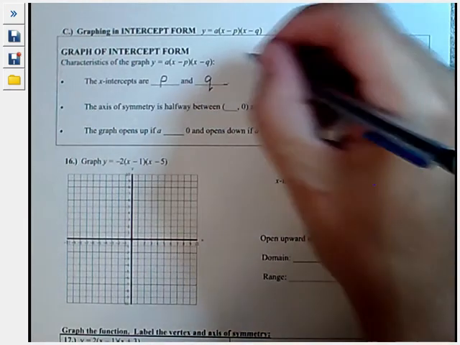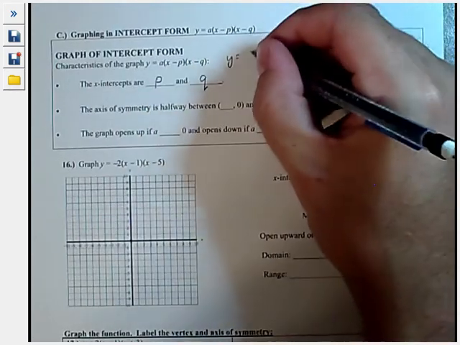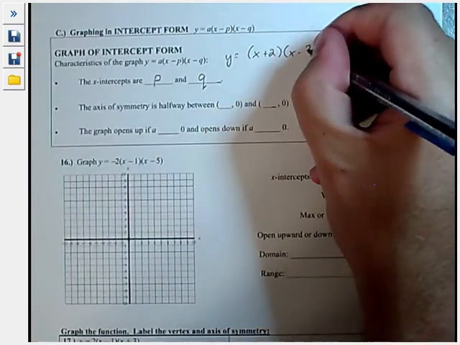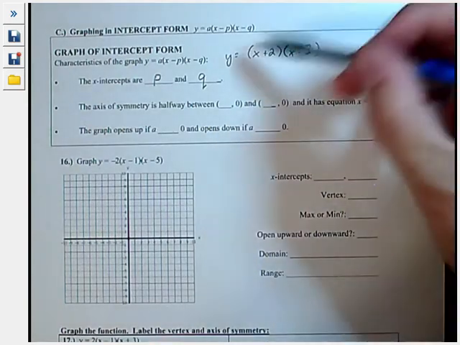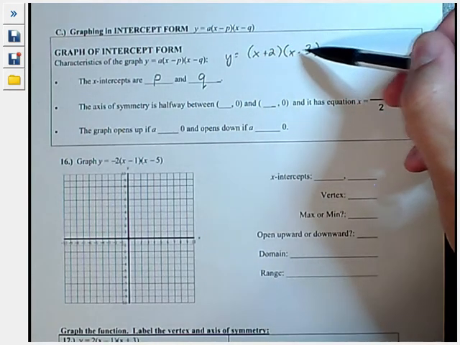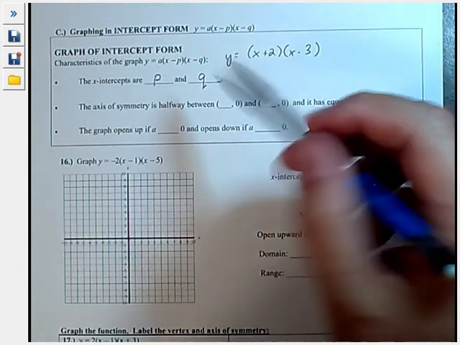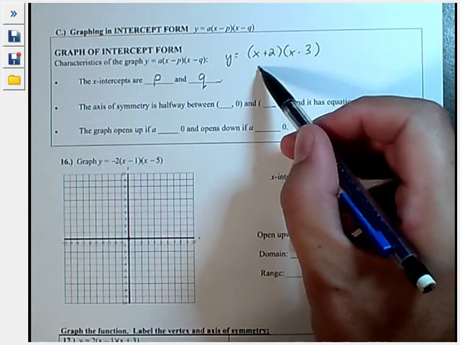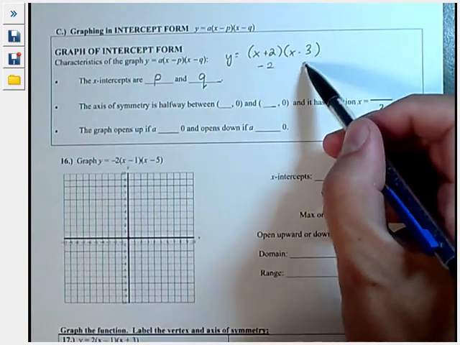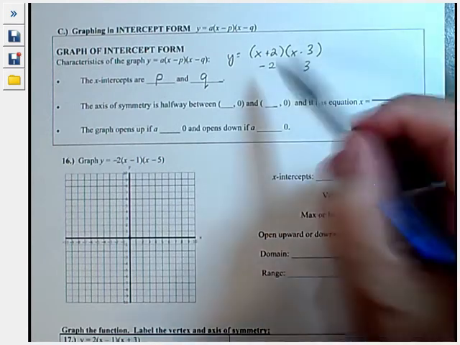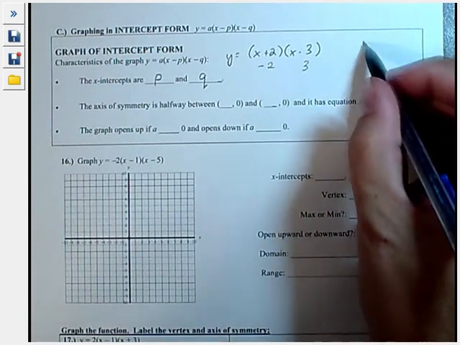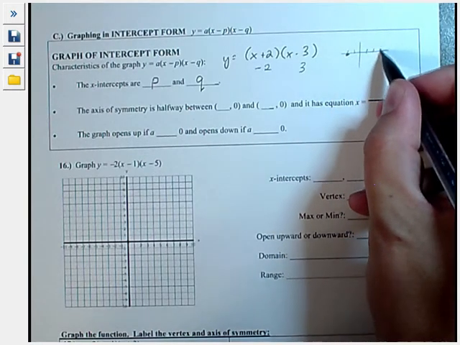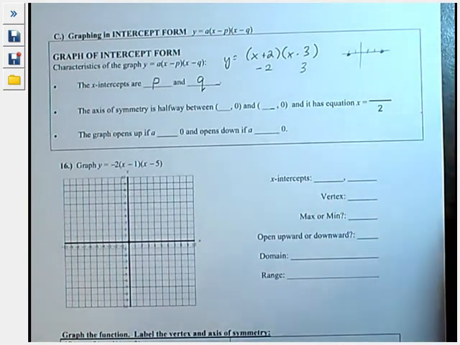For example, if you had this equation right here, y equals (x plus 2)(x minus 3). We want the opposite of these values here. So this would be negative 2, and this one would be positive 3. That's the point on the x-axis where the parabola would cross. So one point would be right here at negative 2, and the other point would be right here at 3.